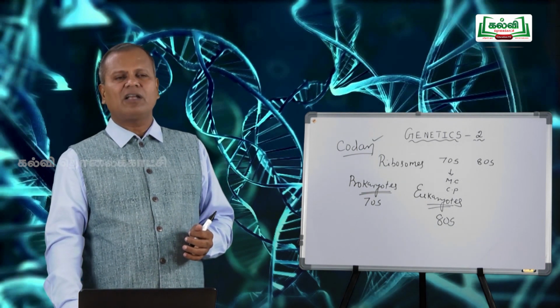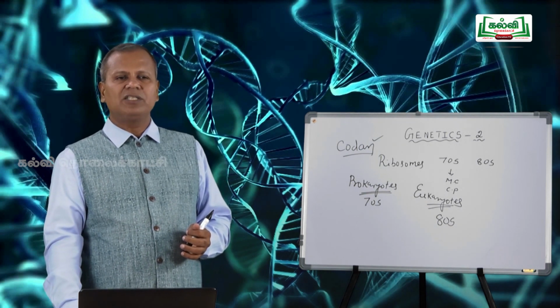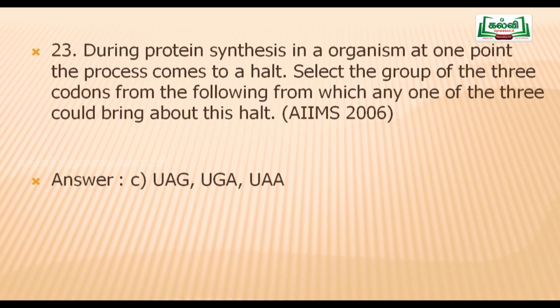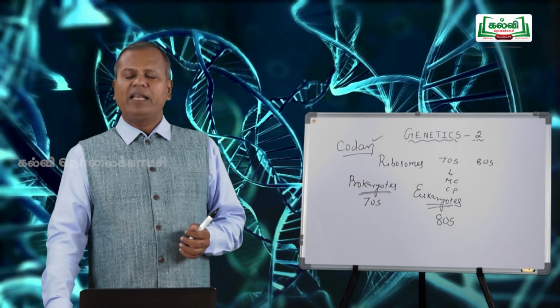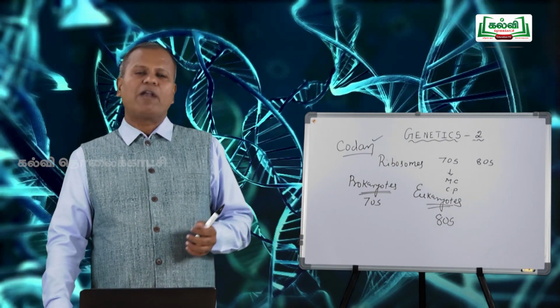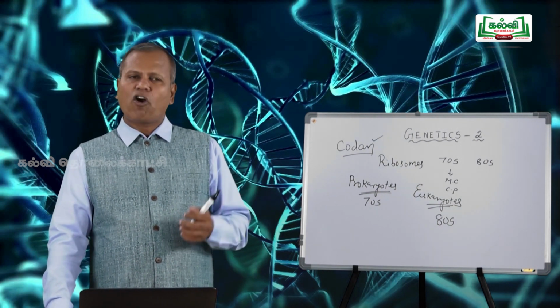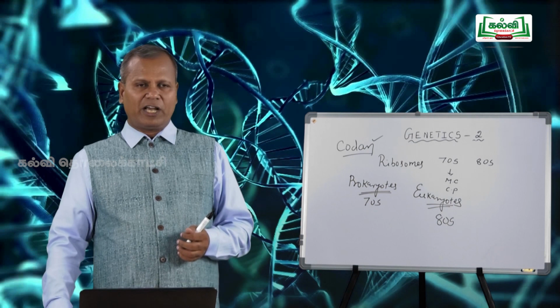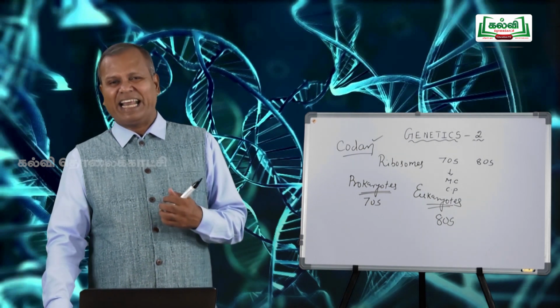The correct answer for question number 23 is option C: UAG, UGA and UAA. U represents uracil, A represents adenine, G represents guanine. I hope this question helps you to learn applied genetics, advanced genetics. The remaining concepts and questions regarding genetics we'll see in the next class. Thank you.